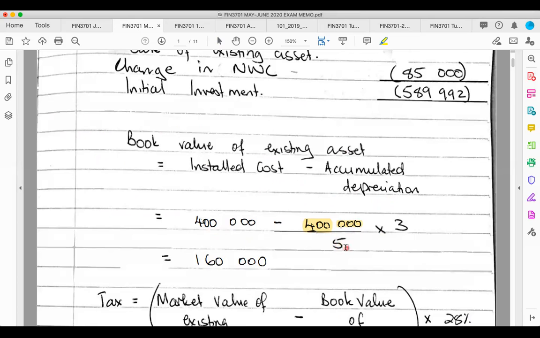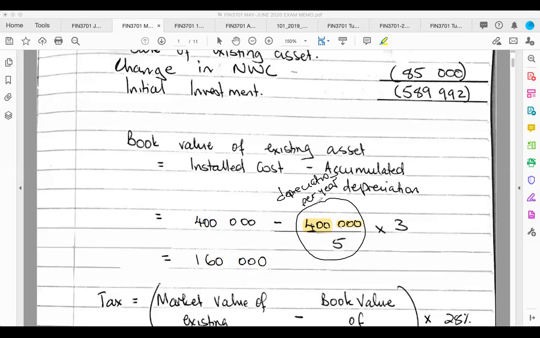The life years of the existing asset is 5 years. So this calculation right here of 400,000 divided by 5 is giving us the depreciation per year of the existing asset. So we say 400,000 over 5, installed cost of the existing asset divided by the life years of the existing asset times the age of the existing asset.